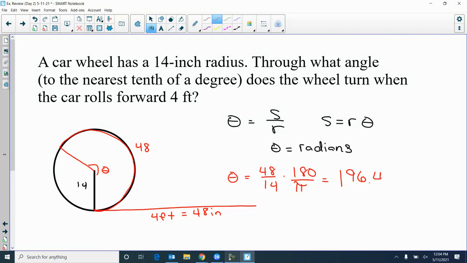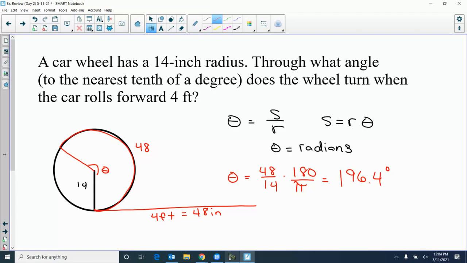Other ways you could do this. You can figure out how much of the circumference you have. That's what I did. So 48 divided by the entire circumference, and then times that by 360. Yeah, that's what I did. So that'd be the same thing.